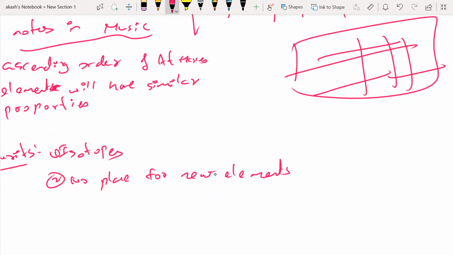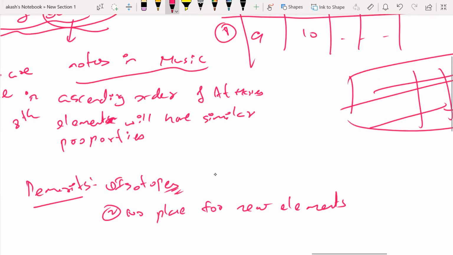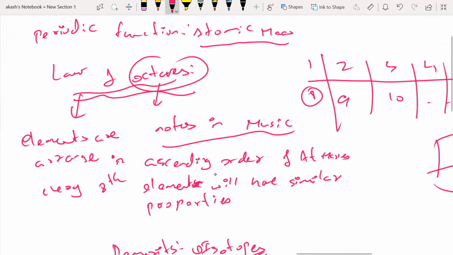Even if they are found out, the people didn't know where to put them in Newland's periodic table, Newland's classification, because he didn't give any space. And the first problem was obviously the isotopes. Different isotopes should have different places, but we know all the isotopes will have similar properties only, so they should be in the same place. So these two are the problems we face in Newland's periodic table, or say Newland's way of classification.